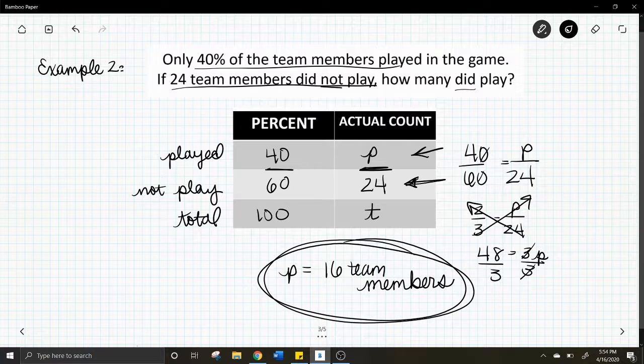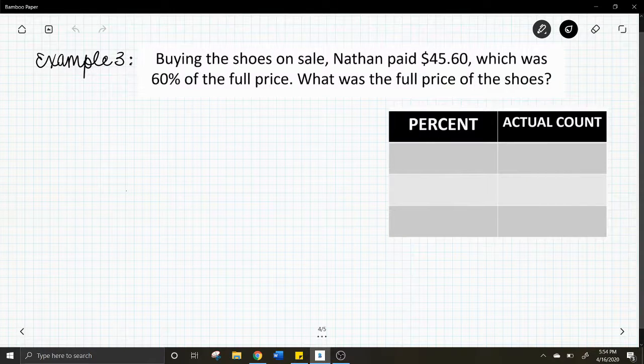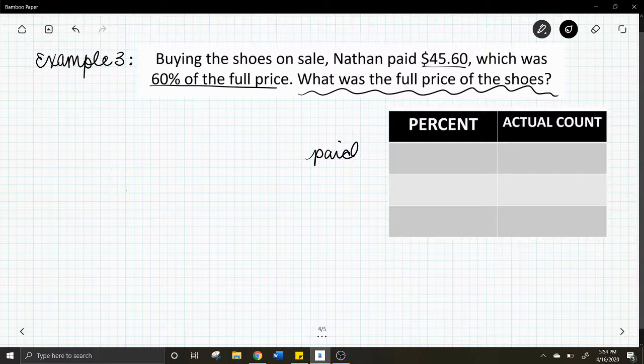All right, we're going to look at one more example. Example 3. Buying the shoes on sale, Nathan paid $45.60, which was 60% of the full price. What was the full price of the shoes? Okay, so we know how much he paid. We can gather how much he saved. And then we can look at the total price. So let's fill in what we know.